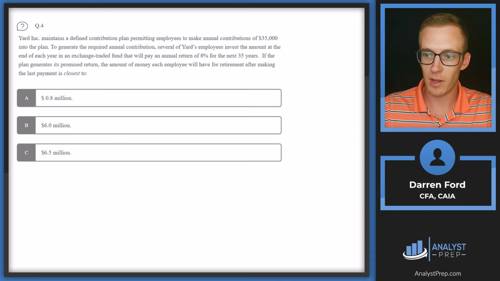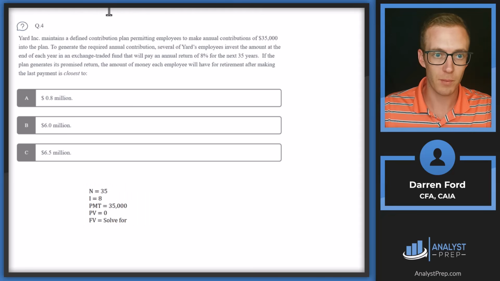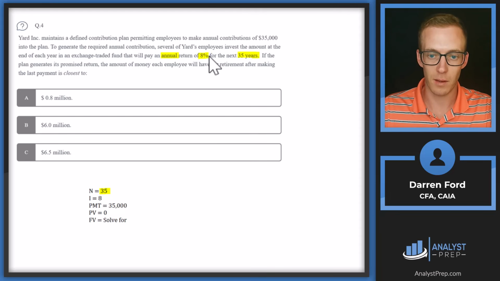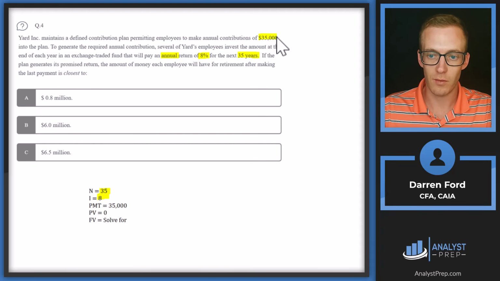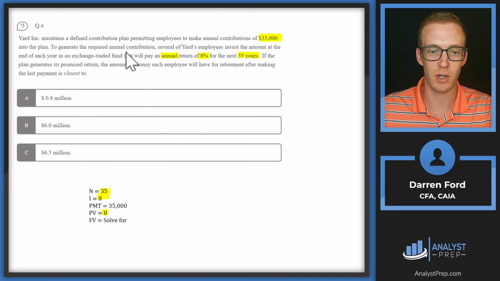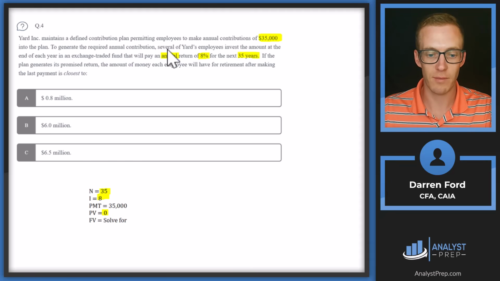So we're going to be using our time value of money calculator again for this problem. This is what those inputs are going to look like. For n, we'll have 35, and that's simply the number of years. And we're doing annual returns, so we don't need to adjust that at all. For interest rate, we'll have 8%. Again, we don't need to adjust it since we're doing annual. And then payments, we've got a contribution of $35,000 per year, so that's going in. And then present value will be 0 since there's no mention of any current assets that employees have in the plan. And then we're going to be solving for future value.